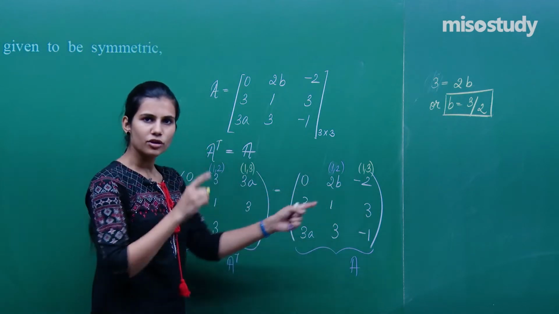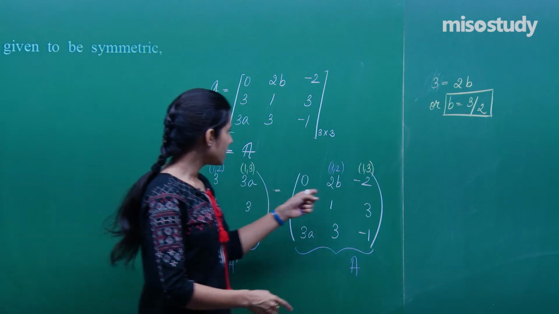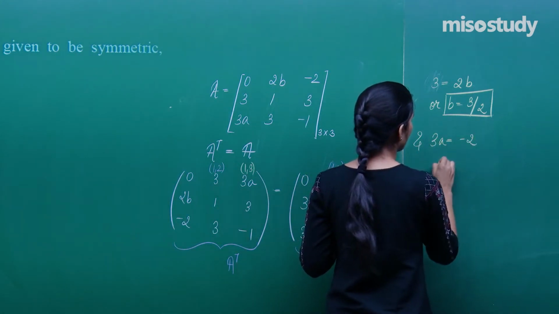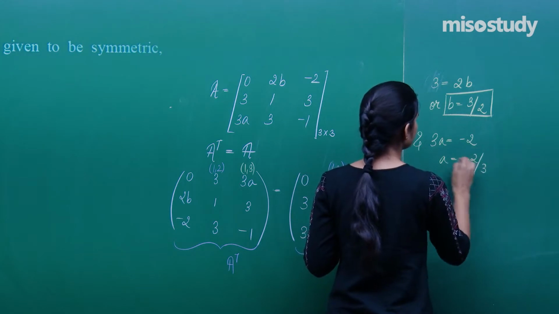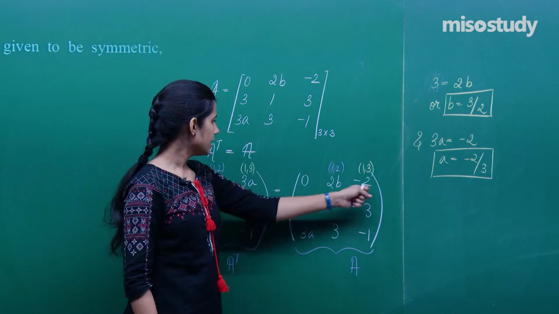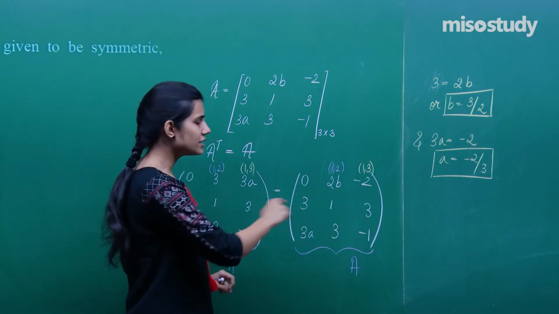They both will be equal because each of the corresponding entries are equal when the two matrices of the same order are equal. So 3a will be equal to -2, or a is -2/3. Fine. a is -2/3, b is 3/2. That is it. Rest everything you can see.